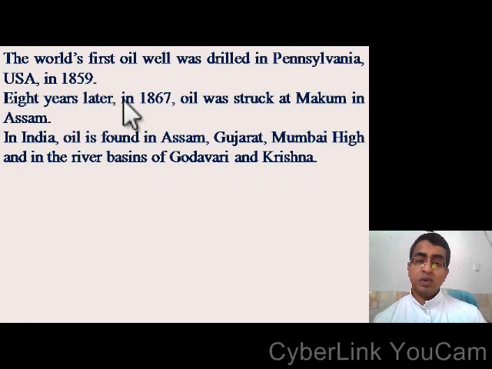The world's first oil well was drilled in Pennsylvania in USA in 1859. Eight years later, in 1867, oil was struck at Makum in Assam. In India, oil is found in Assam, Gujarat, Mumbai High, and in the river basins of Godavari and Krishna.